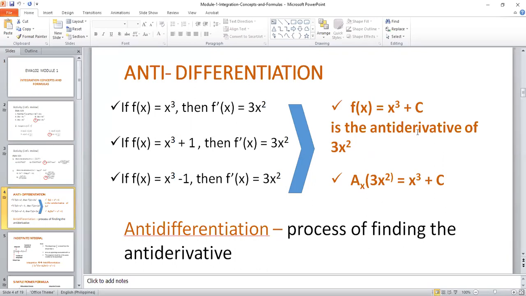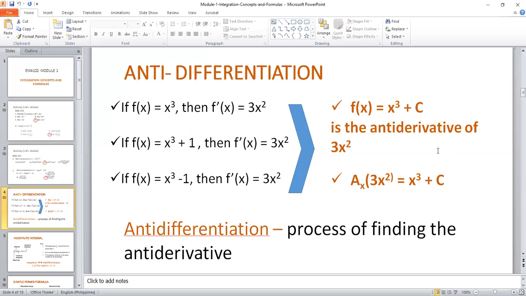Later on, you will know that when we take the integral of this 3x squared, our answer is x cubed plus c. That is why I've said when we speak of antiderivative, it's just like finding the integral or processing the given function in terms of integration. Okay? Now, you can have a function of x here, which is 3x squared, and it's still equal to x cubed plus c. Another way of presenting what we call the antiderivative.